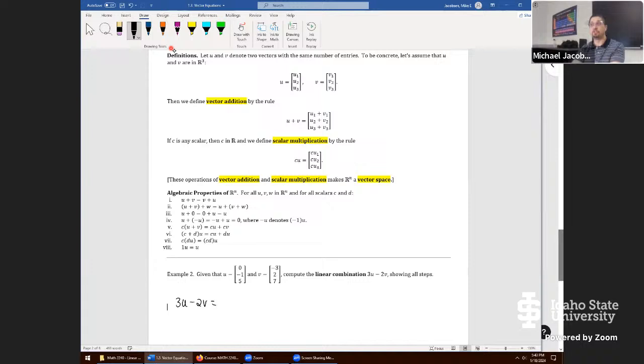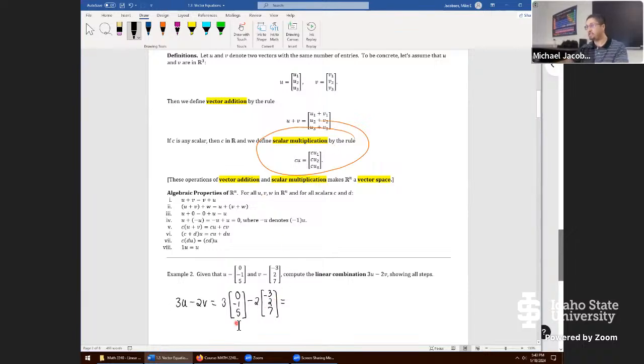First thing I would do with this is just do a substitution. Let's write this out as 3 times the vector u, 0, negative 1, 5, and then I'm just going to put in negative 2 times the vector v, negative 3, 2, and 7. So I didn't really achieve much. I just substituted in the vectors. The next thing we'll do is the scalar multiplication on both of the vectors. I'm breaking this up into multiple steps because I'm highlighting each one of these rules.